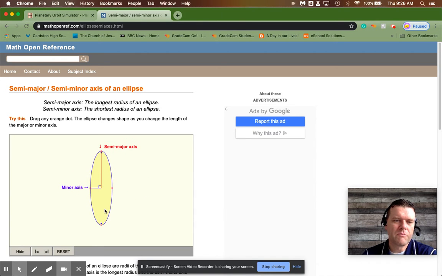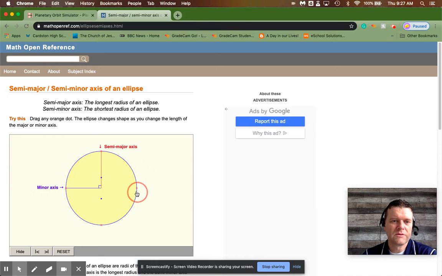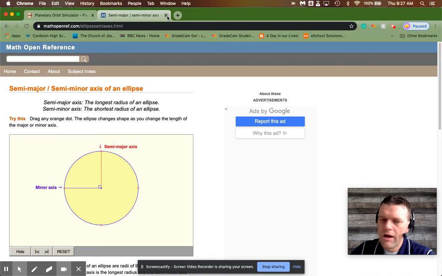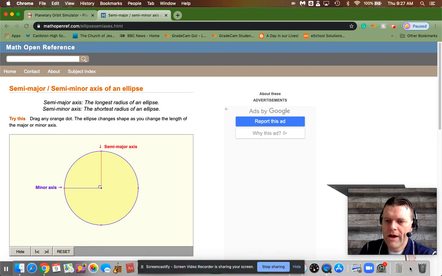And it's always the major axis that we use, but that's just kind of a fun application of understanding ellipses, okay? But you do need to understand eccentricity. So let's go back to the notes.